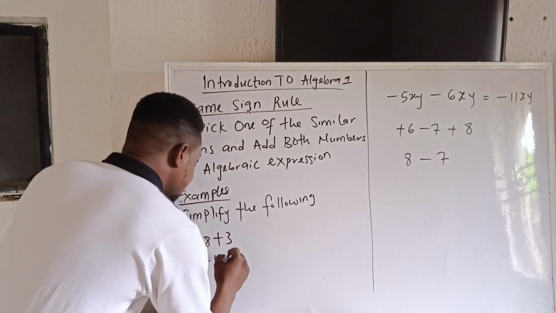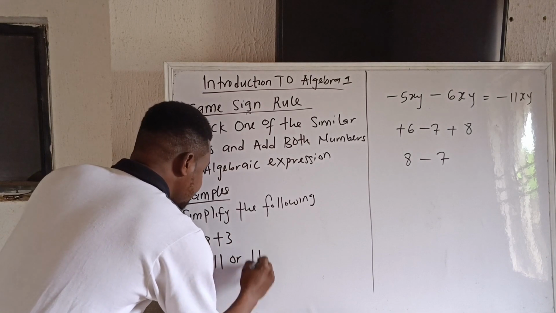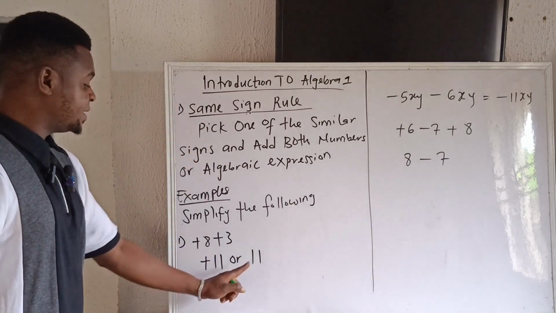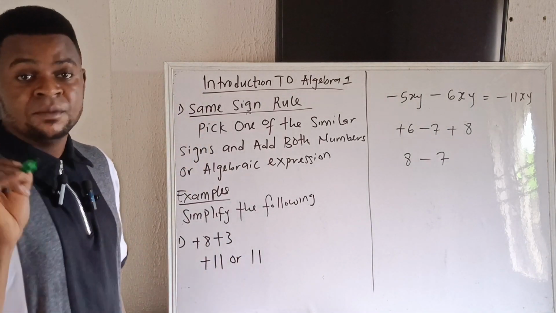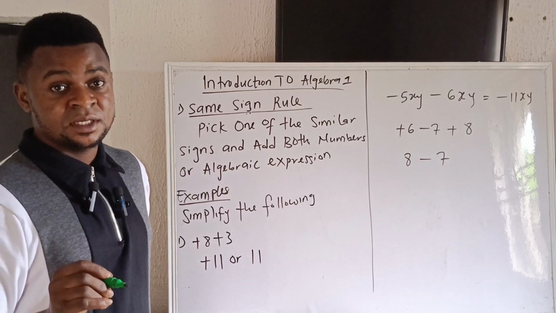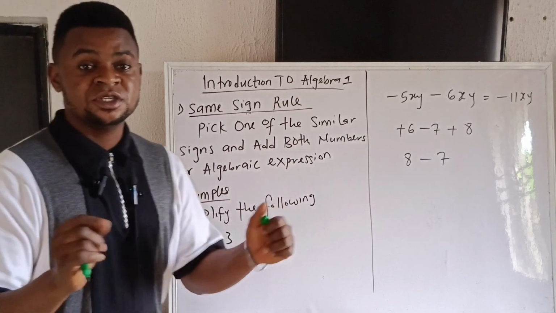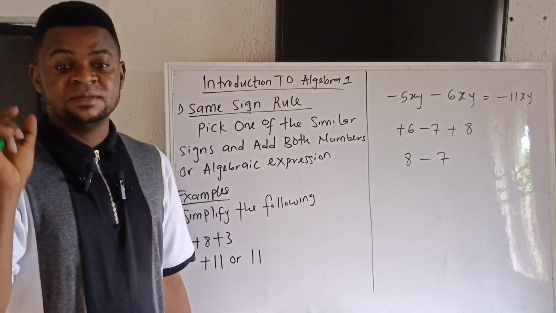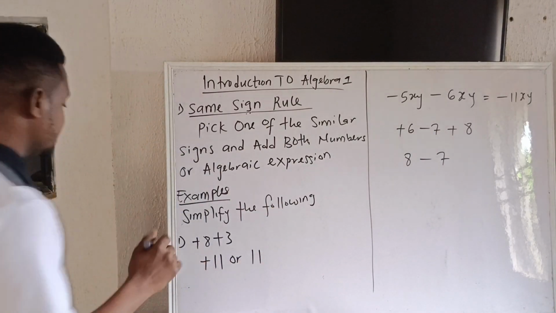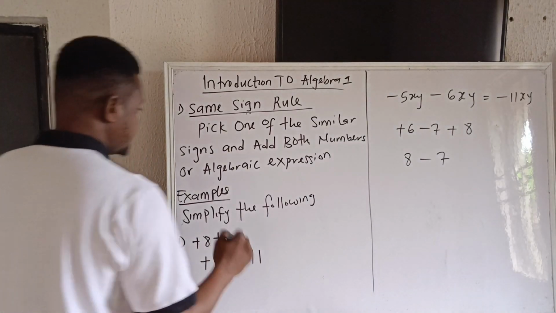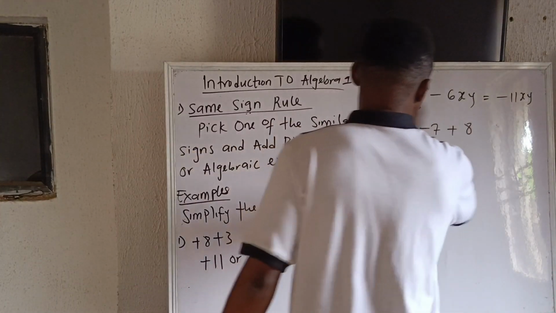But don't forget, plus 11 in algebra can also be written as 11, where this 11 has an invisible plus sign in front of it. Do you understand that now? So that means when you're dealing with the same sign rule, all you need to do is pick one of the similar signs and add both numbers together. Let's look at another example, example 2.